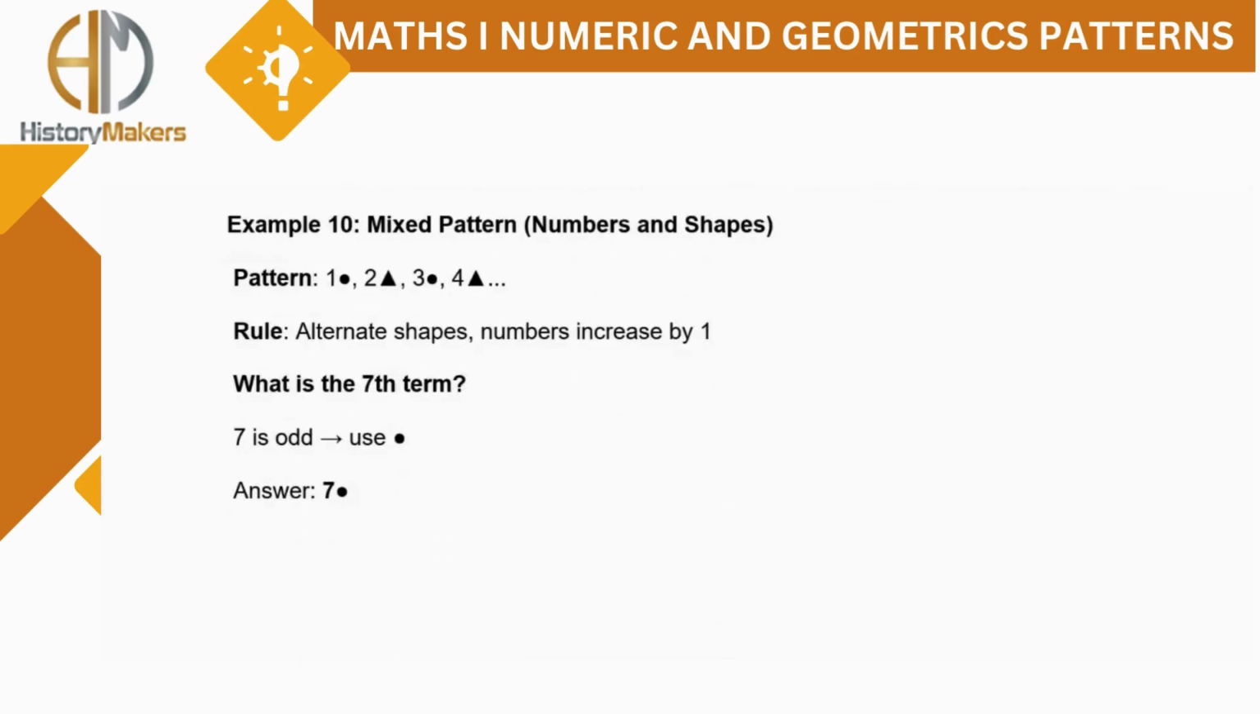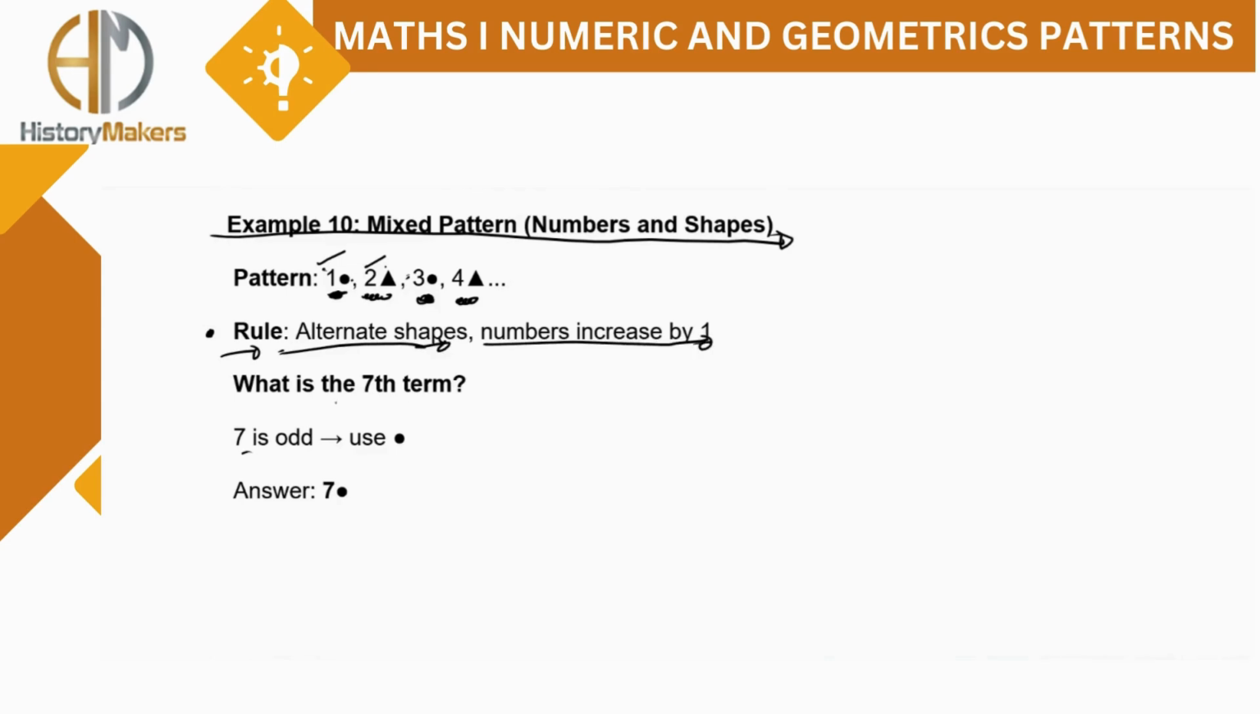Let us now go to example number 10, which is mixed pattern numbers and shapes. We have 1 and a circle, 2 and a triangle, 3 and a circle, 4 and a triangle. So our odd numbers have circles with them. Our even numbers have triangles with them. So for our consistency, we found out that the rule is that there are alternate shapes and numbers increase by 1.